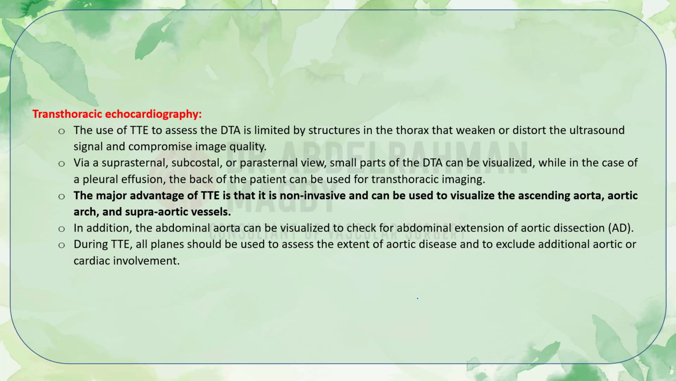As regards transthoracic echocardiography, the use of TTE to assess the distal thoracic aorta is limited by structures in the thorax that weaken or distort the ultrasound signals and compromise the imaging quality. But via a suprasternal, subcostal or parasternal view, small parts of the distal thoracic aorta can be visualized, with limitation due to the presence of the bone. So some windows will show you the distal thoracic aorta, but in some places only small parts of the descending thoracic aorta. In the case of a pleural effusion, the back of the patient can be used for transthoracic imaging.